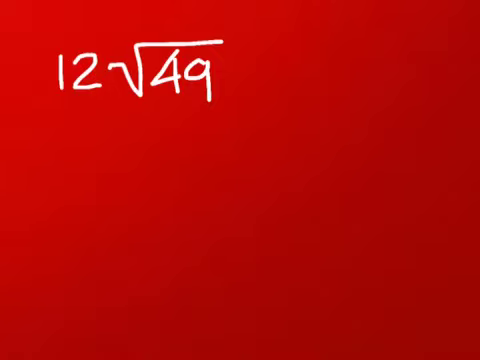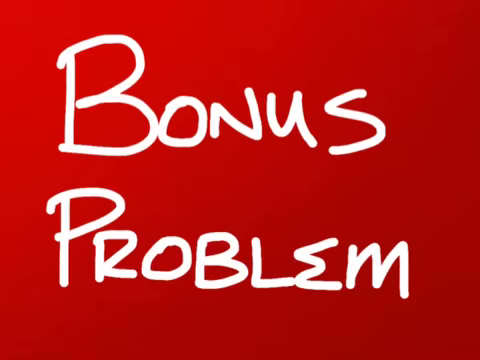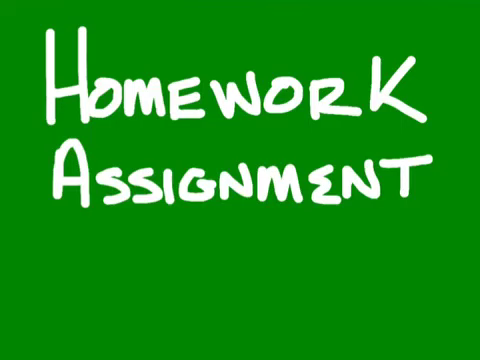The bonus problem is 12 times the square root of 49. Answer to the bonus is 84. Another bonus problem. 6 times the square root of 100. Answer to the bonus should be 60.